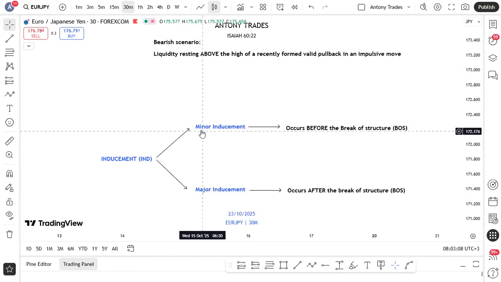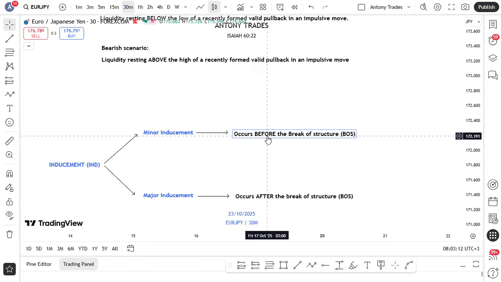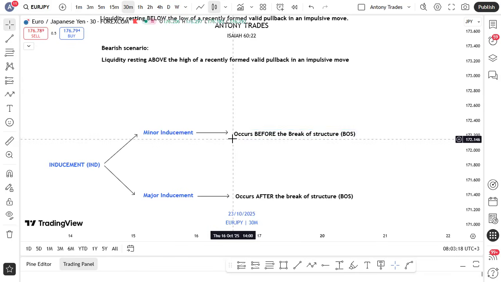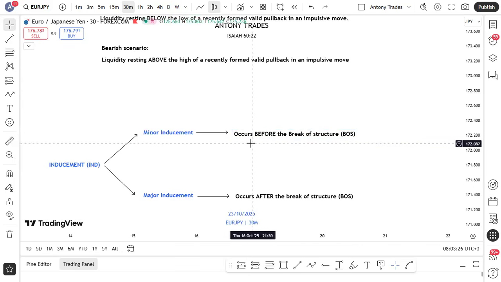Talking about the minor inducement, the key point is before. So underline the word before, or make sure you note it somewhere. This is the liquidity which occurs before the break of structure. Here, I have to see first of all a valid break of structure.